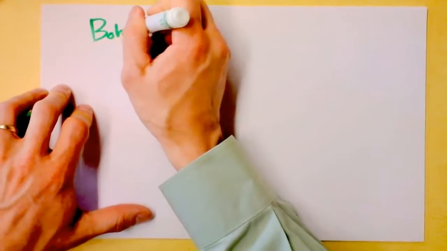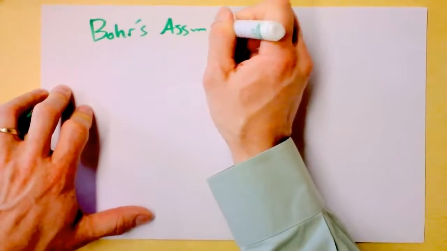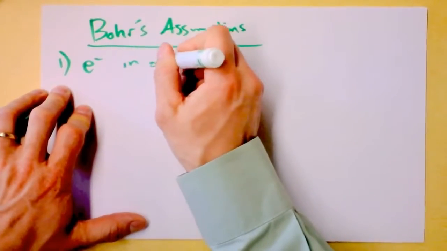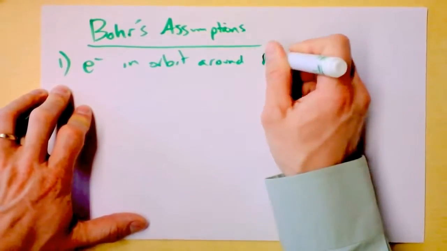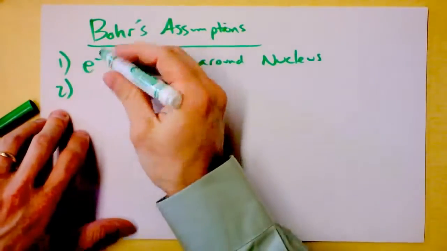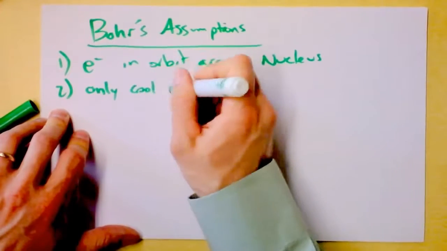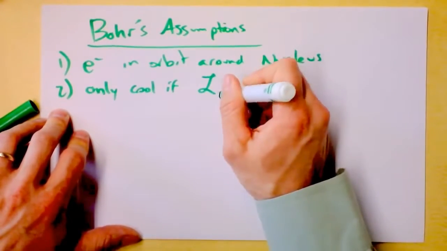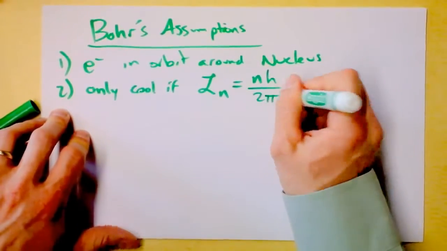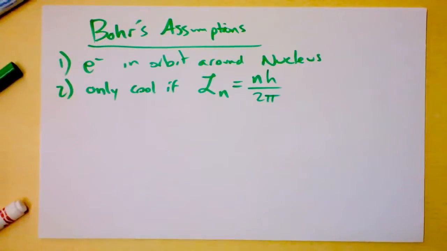I'm thinking Bohr is saying that yes, an electron moves in a hydrogen atom in a circular orbit around the nucleus. Let's put that in here. Bohr's silly assumptions. Do you kind of get the feeling that this is a little bit silly? I don't know, whatever. 1, electron in orbit around nucleus. Cool. 2, only certain orbits are allowed. Only cool if the angular momentum of the particular orbit you're discussing is the number of the orbit times h divided by 2 pi. These are the preordained and wonderful angular momenta.